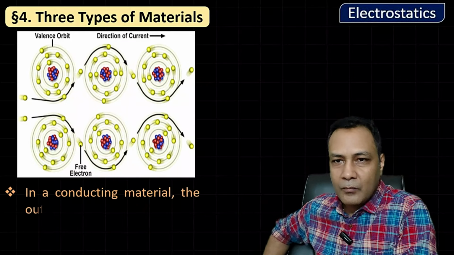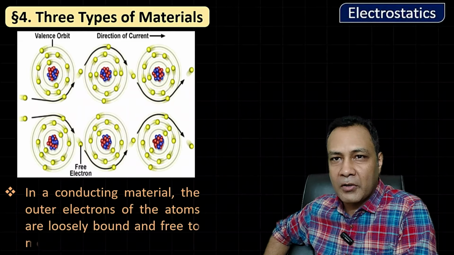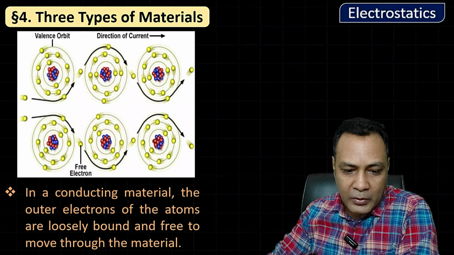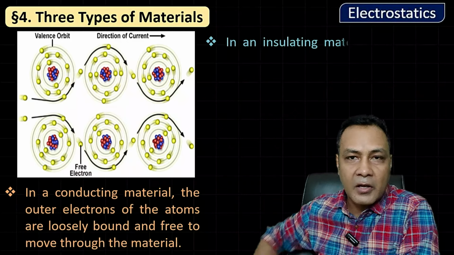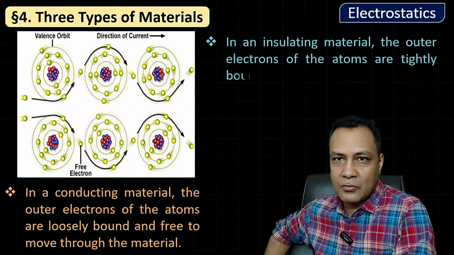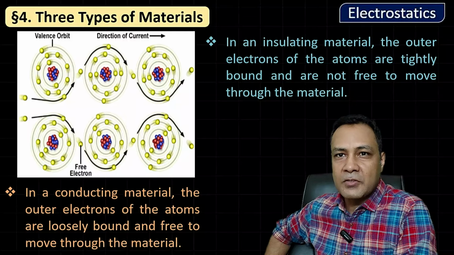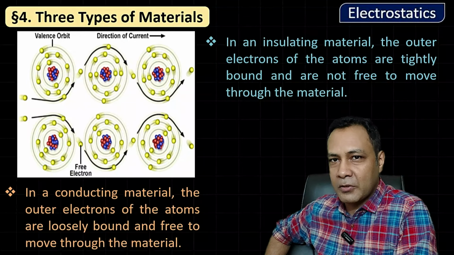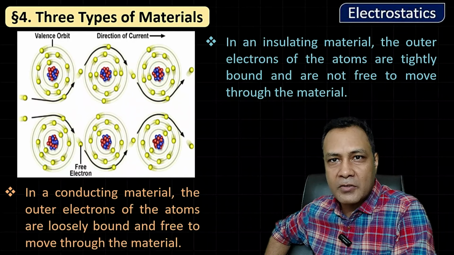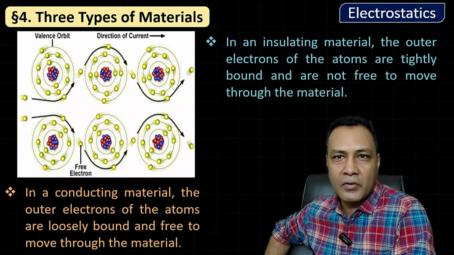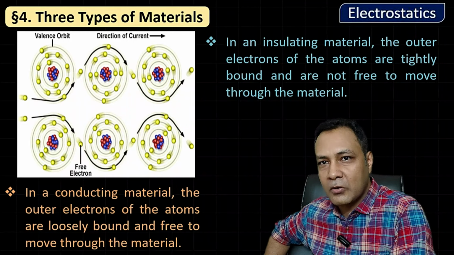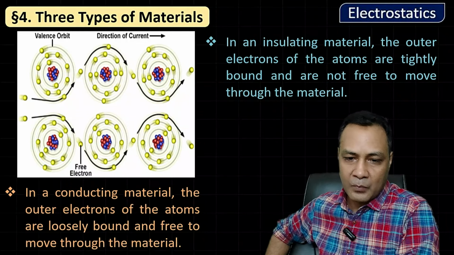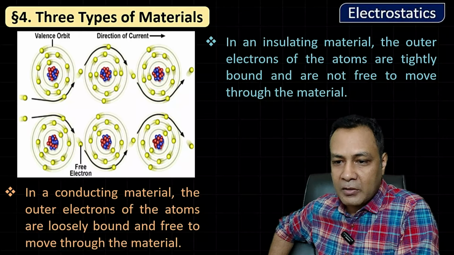And then there is an insulator. They have a very small number of free electrons. Between insulator and conductor, there is another category called the semiconductor. The free electron density in a semiconductor is intermediate between the conductor and the insulator. The electron density in a conductor is of the order of 10 to the power 28 per meter cube, 10 to the power 29 per meter cube. That is a huge number. So these are the three types of material.